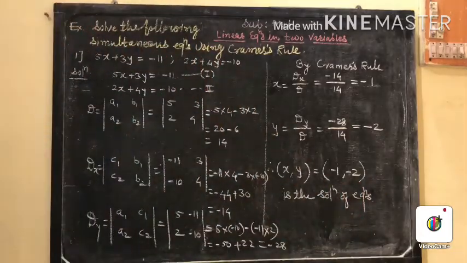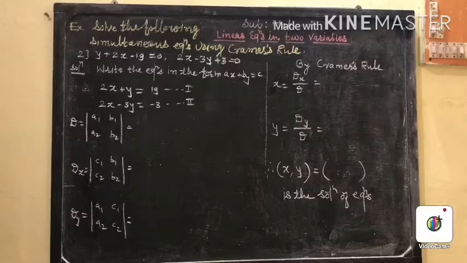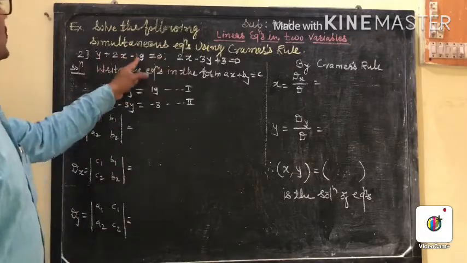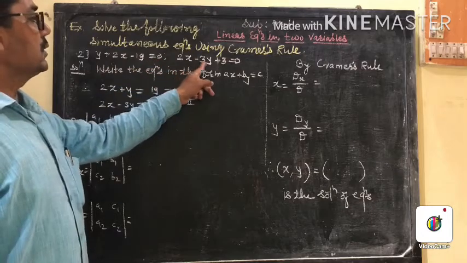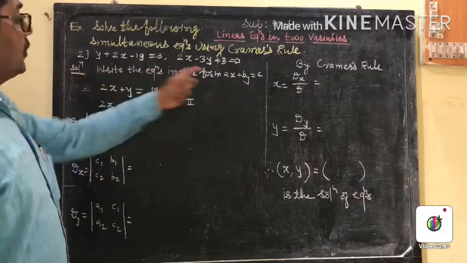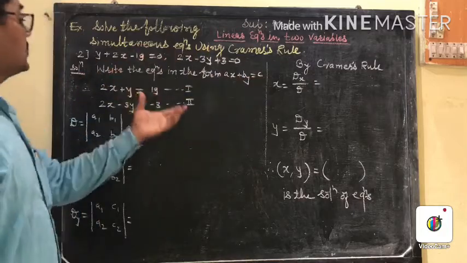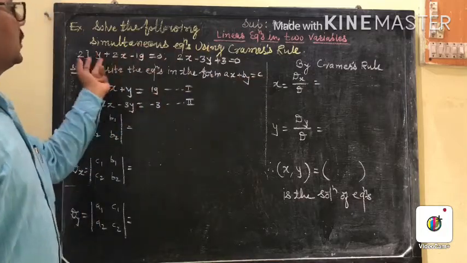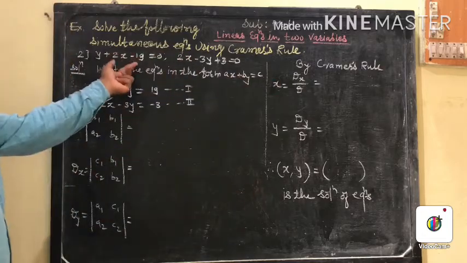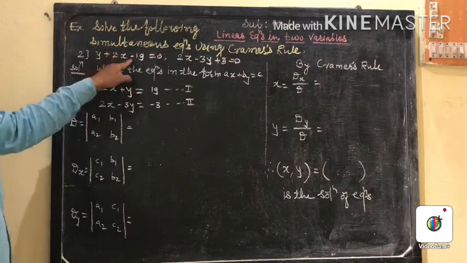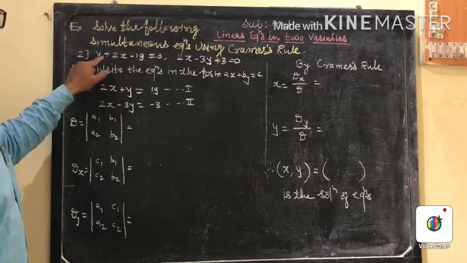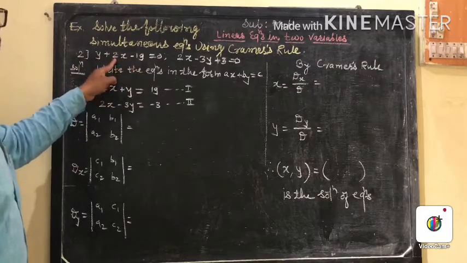We will see the second example. You have given the two equations: y plus 2x minus 19 is equal to 0, and 2x minus 3y plus 3 is equal to 0. Now the given two equations are not in the form of ax plus by is equal to c. First write the given two equations in the form of ax plus by is equal to c. Now I am converting this equation here. In this equation we want the x term first, then the second term y, and equal to the constant term.